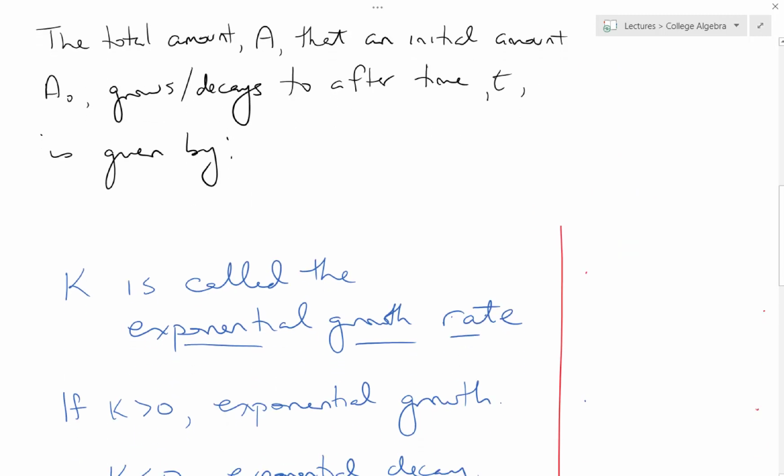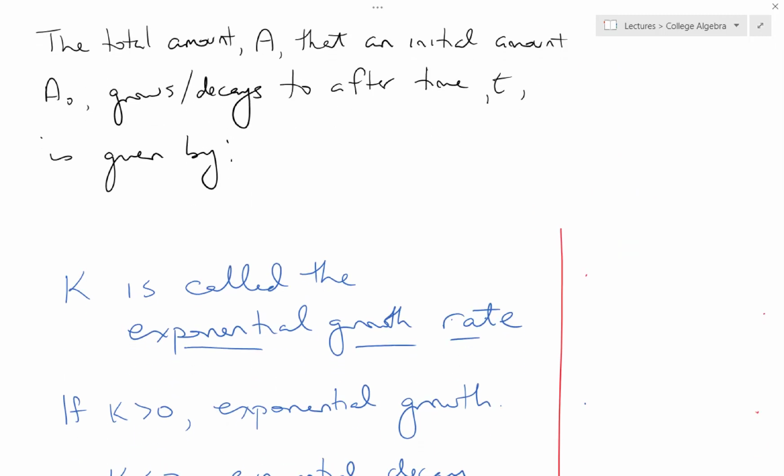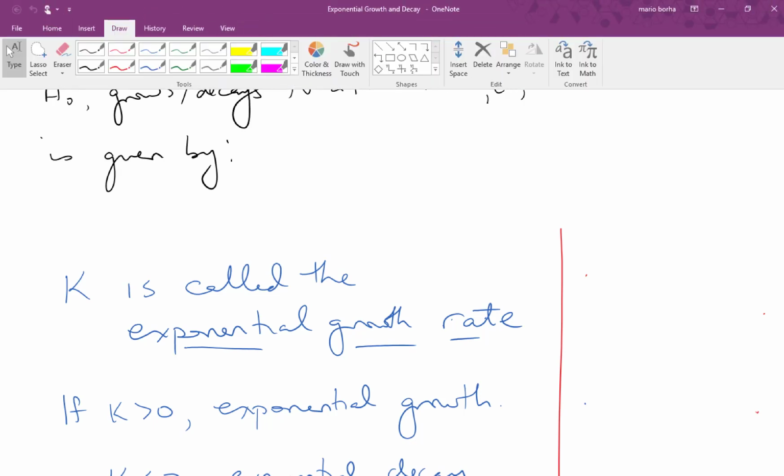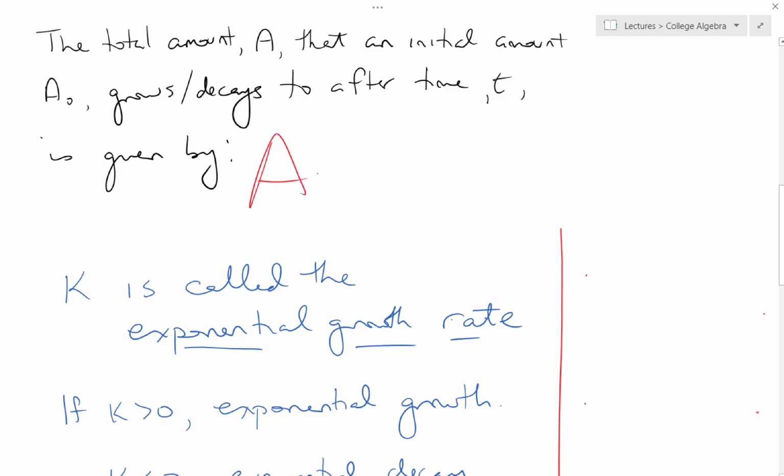So in all of these problems, we are concerned with finding the total amount of some object or some quantity of some product. So the total amount A, where A is the final amount, that some initial amount, A sub 0, grows or decays to after some time t, is given by this formula. So we have that A, again remember A is the amount at the end, is equal to A sub 0.